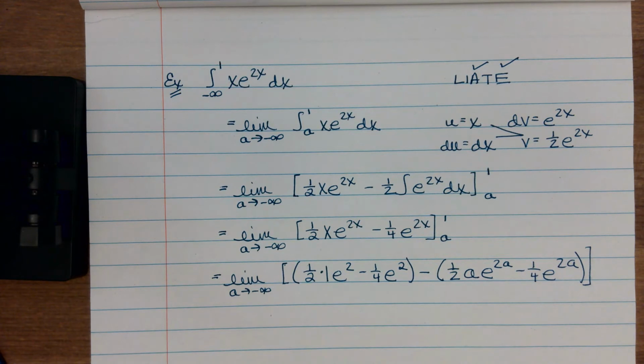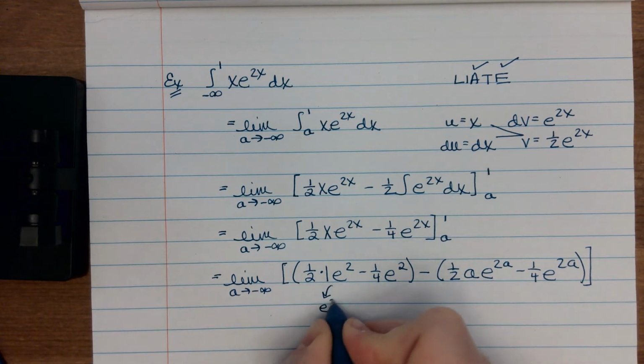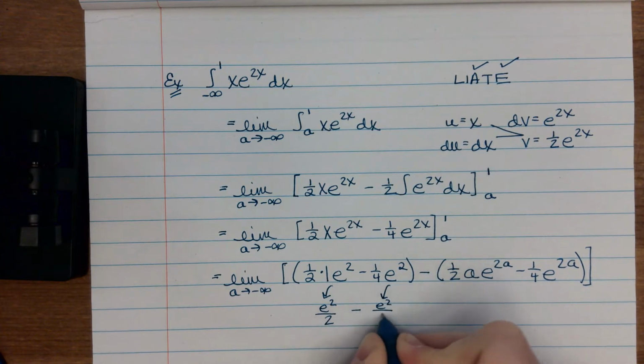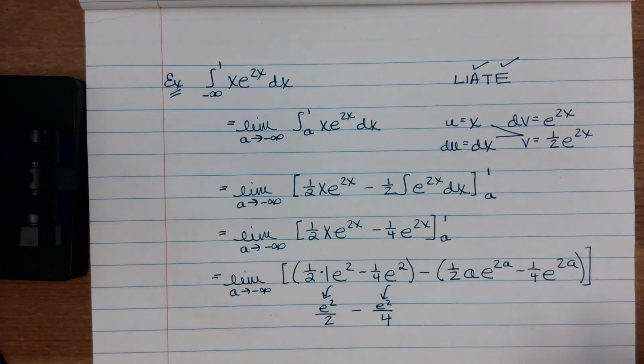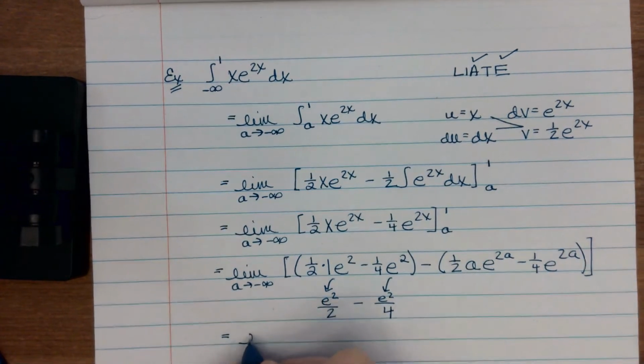Okay, let's see. This is going to give me e squared over 2 minus e squared over 4. And I think I'm just going to leave the rest for right now. I'm not ready to deal with that. I can subtract these. This is 2e squared over 4 minus 1e squared over 4. That gives me e squared over 4.